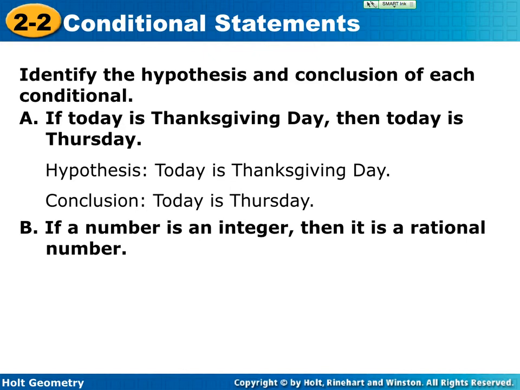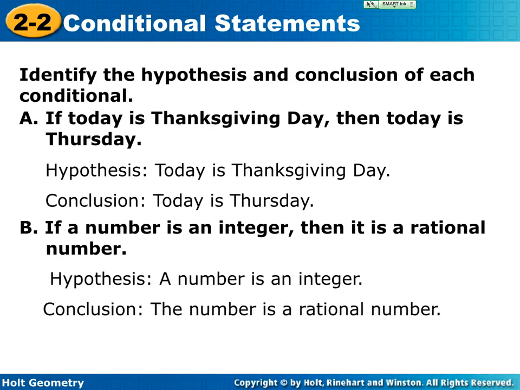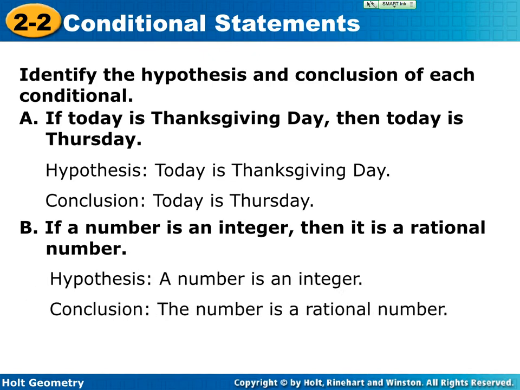Is a rational number. Good job. All right. Hypothesis: a number is an integer. Conclusion: it is a rational number. Not including the words if and then. Just those are the keys to here's the hypothesis, here's the conclusion.